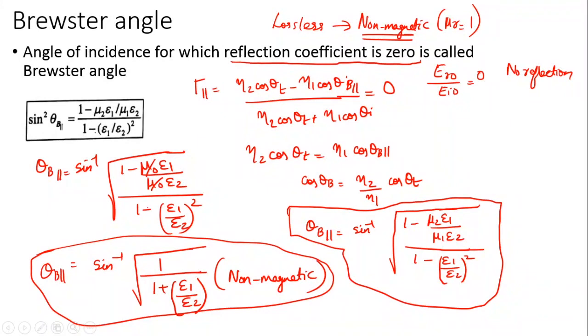And the second assumption is that most of the mediums are non-magnetic in nature. So mu 1 and mu 2 both will be equal to mu naught, and you will get the equation simplified in this form: sine inverse square root of 1 divided by 1 plus epsilon 1 by epsilon 2. This is applicable only if the medium is non-magnetic in nature.